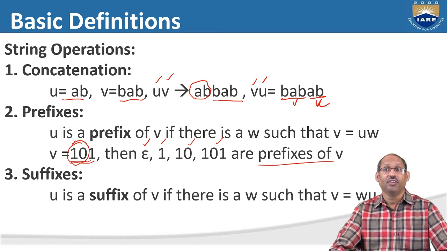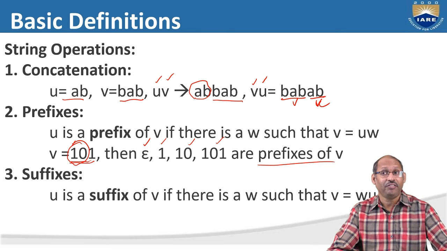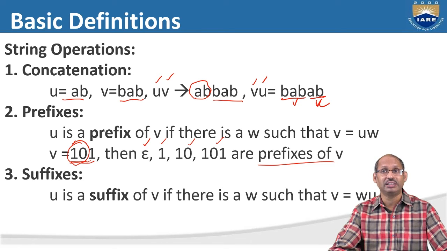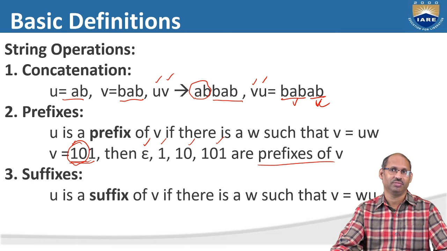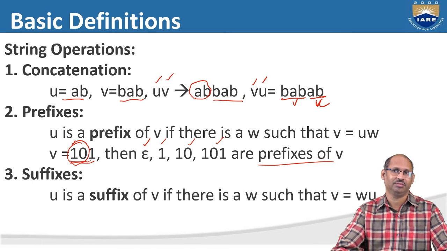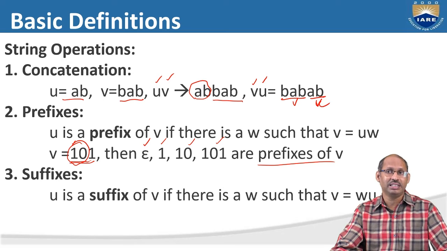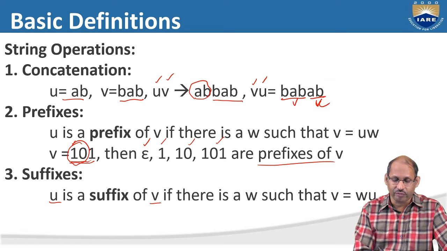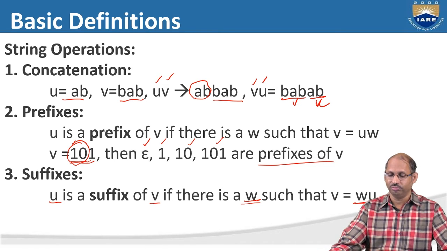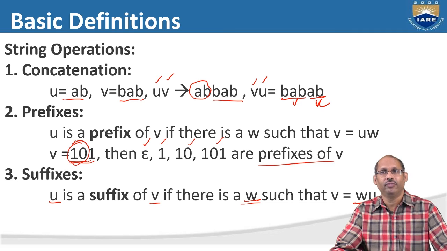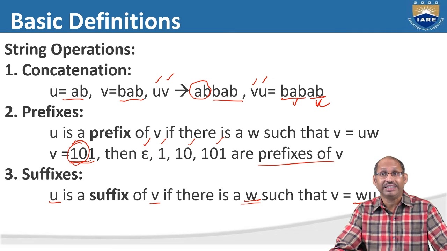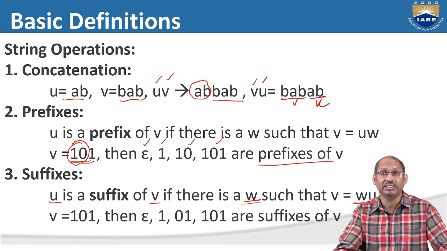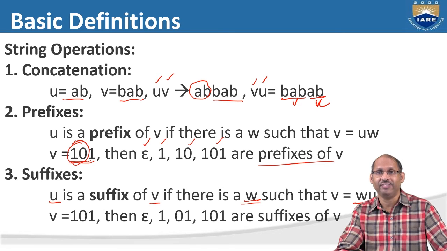Right? What is a suffix? A suffix is a group of tail symbols. A group of tail symbols, end symbols, we refer to as a suffix of a given string. U is a suffix of V if there is a W such that V is WU. Right? A group of end symbols, tail symbols are referred to as a suffix of the given string.